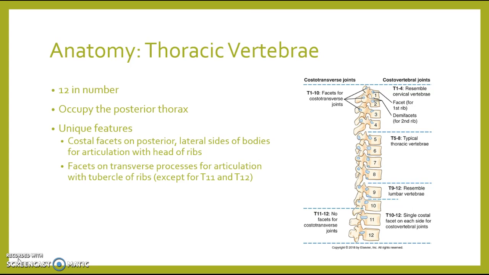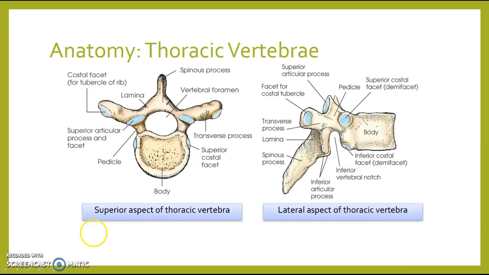These are unique in that they have costal facets on the posterior lateral sides of the vertebral bodies for the articulation of the head of each rib. The facets on the transverse processes are the articulation point for the tubercles of the ribs, with the exception of T12 and T11. So here we can see the anatomy from the superior view of the vertebral bodies.